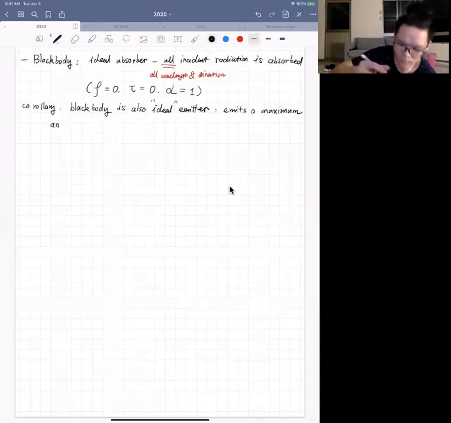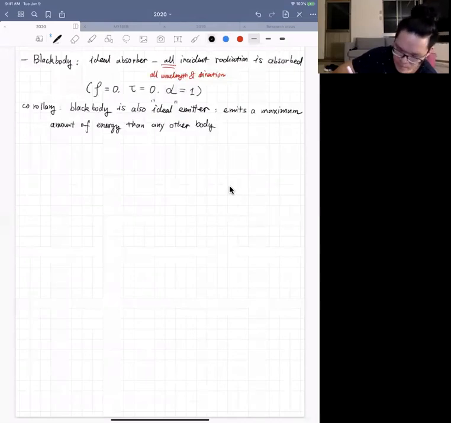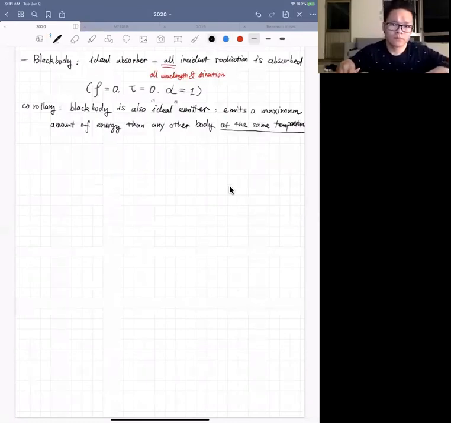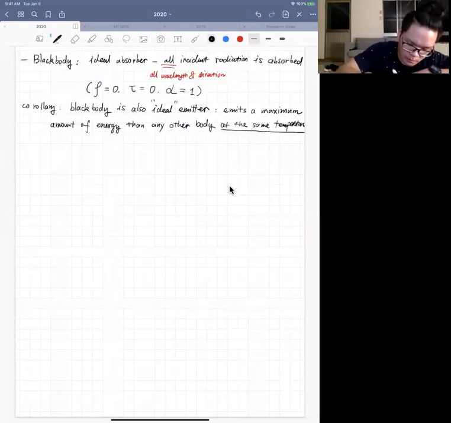An ideal emitter means a black body emits the maximum amount of energy than any other body or object at the same temperature. This is very important, at the same temperature, because radiation is highly temperature dependent. If you have two objects at the same temperature and one of them is a black body, then it will emit more energy than the other body. This is the definition of being an ideal emitter.